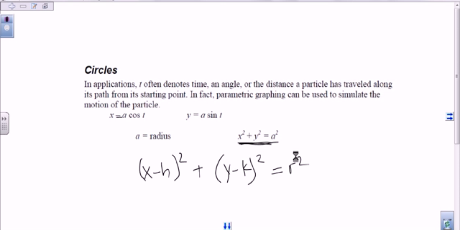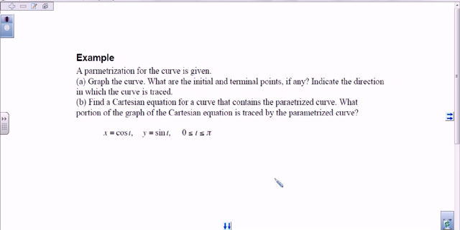Let's take a look at this example here. It says a parametrization for the curve is given right here. x equals cosine t, y equals sine t. So for part A, we're going to go ahead and graph that. So go ahead and try graphing that on your own, then come back.